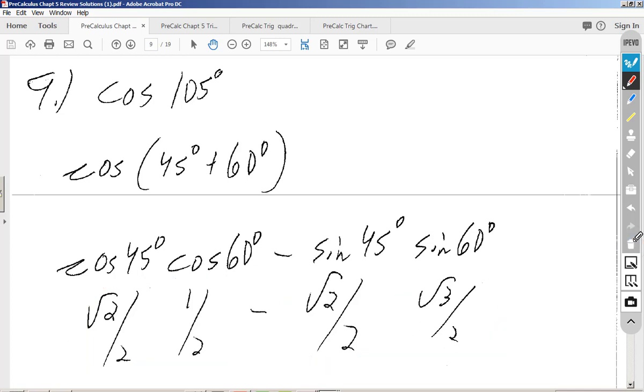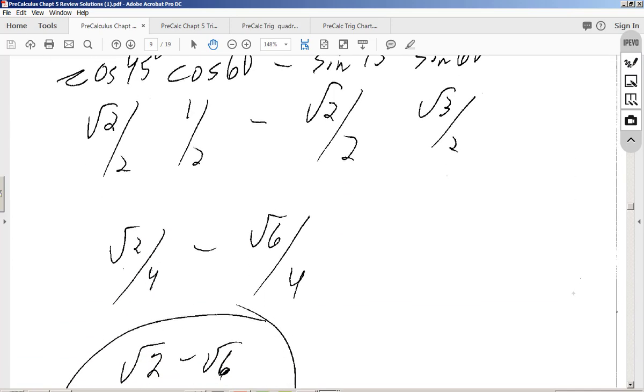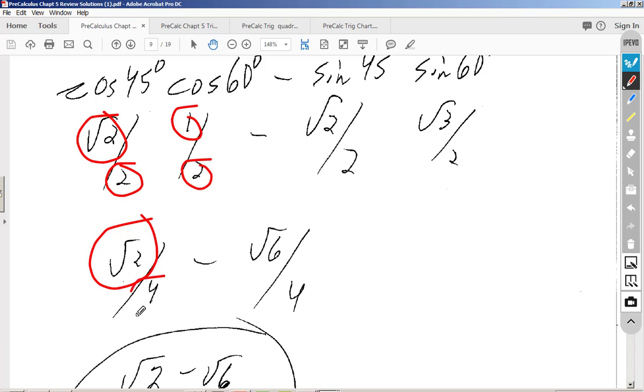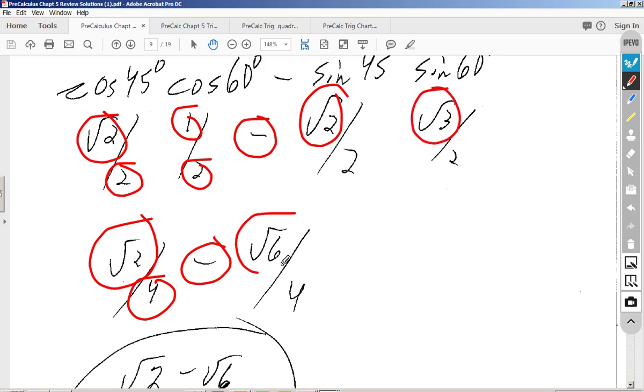So now following my laws of fractions, I'm going to multiply those together. So remember, you multiply numerator by numerator, so that gives us the square root of 2. So the square root of 2 times 1 is going to be the square root of 2. 2 times 2 is going to be 4. I still have my subtraction. I got the square root of 2 times the square root of 3, which is going to be the square root of 6, all over 2 times 2, which is 4.